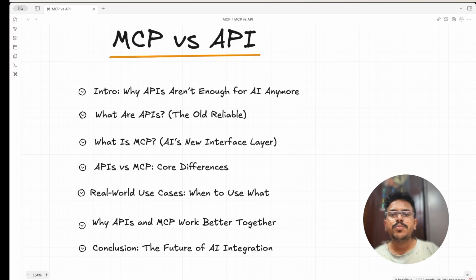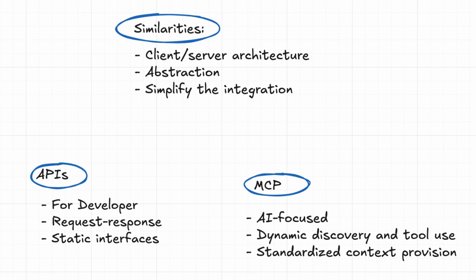Imagine AI helping you plan a trip. It checks your calendar, books a flight, and emails your manager, all by discovering and calling tools dynamically. No hard coding needed. Let's compare the two. APIs are built for developers and MCP is built for AI agents. APIs use fixed, static instructions. MCP allows for discovery at runtime.